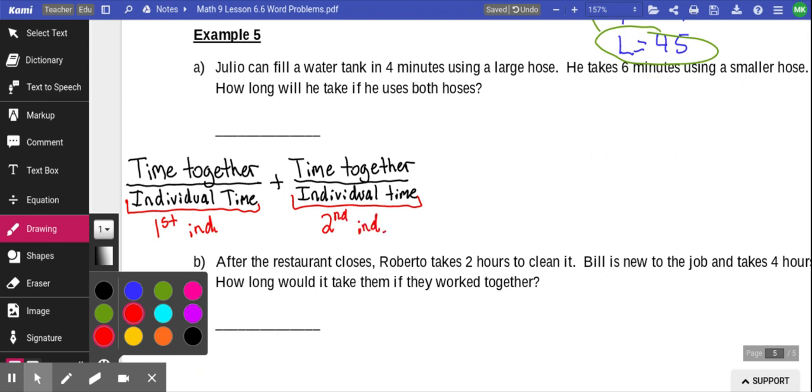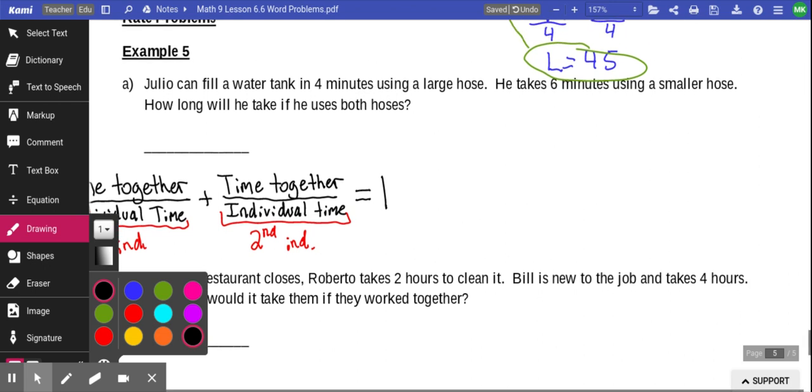And if you do that, what you're figuring out is how much work each individual thing is doing. And if you added those two things together, it should always equal one job done. So our general equation is that if you go time together divided by individual time plus time together divided by individual time, it will always equal 1.